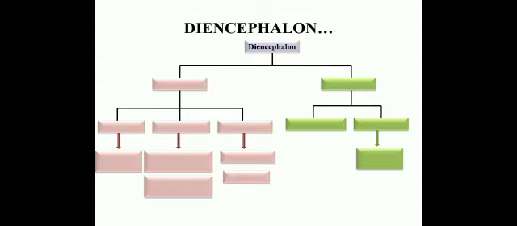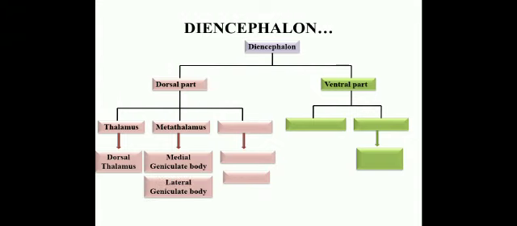So, the diencephalon is divided into the dorsal part and the ventral part by the hypothalamic sulcus. The dorsal part includes the thalamus, which is often referred to as the dorsal thalamus. The metathalamus includes the medial geniculate body and the lateral geniculate body. The epithalamus includes the pineal body and the habenula. The ventral part includes the hypothalamus and the subthalamus. The subthalamus is also known as the ventral thalamus.